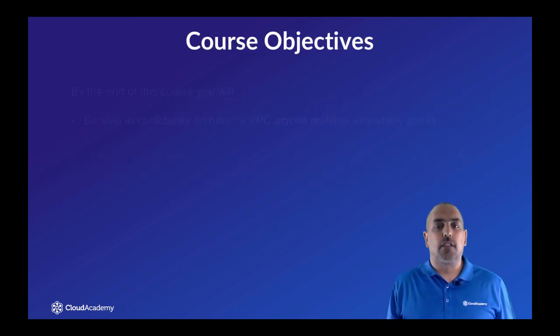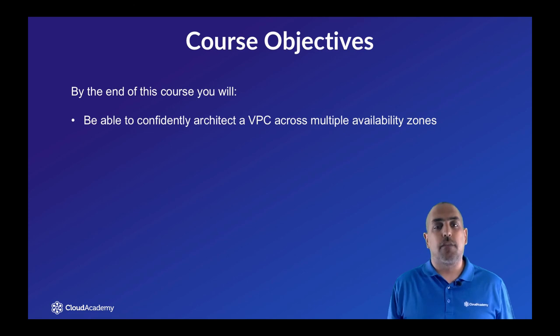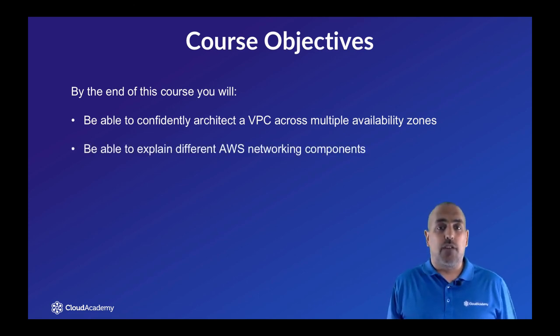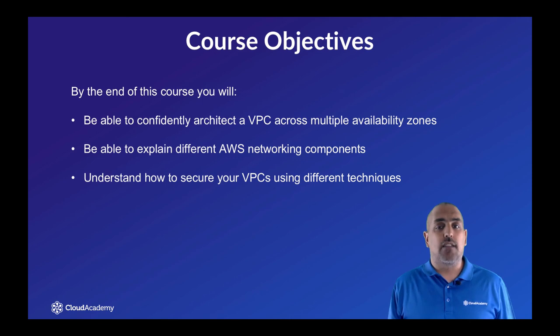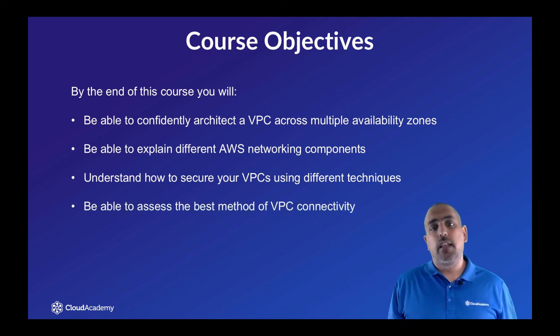By the end of this course, you will be able to confidently architect a VPC across multiple subnets within a single region. You will have the knowledge to explain different networking components commonly used within AWS VPCs. And you will also have an understanding of how to secure your VPCs, helping you to protect your resources within them. Finally, you'll be able to assess which method of connectivity to your VPCs would be best in different scenarios.